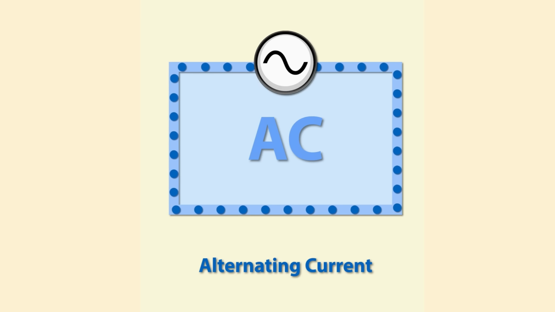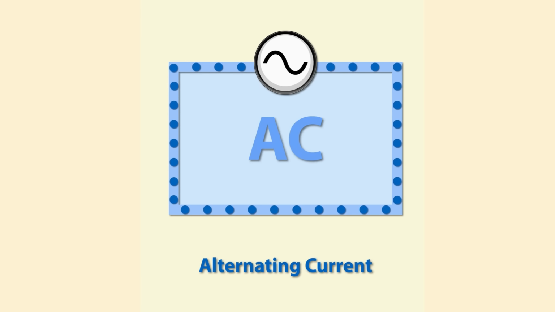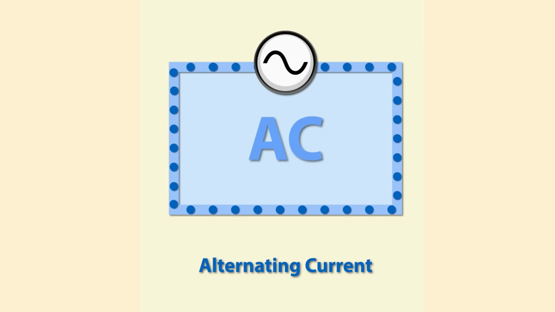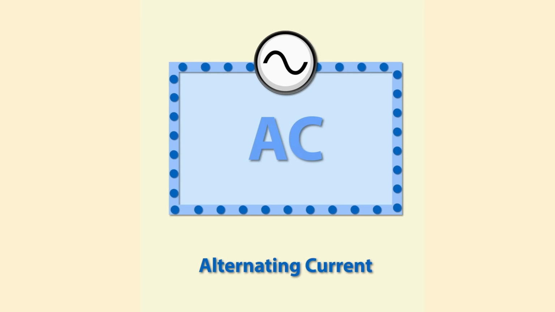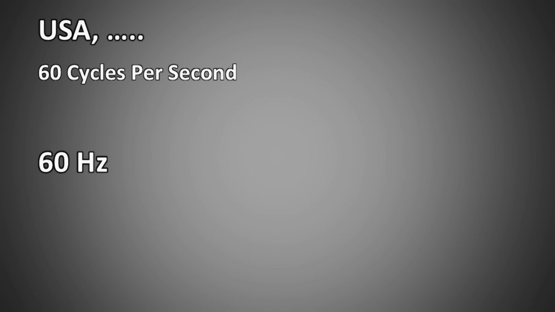The second type of electricity is alternating current, or AC. In AC, the direction of current keeps changing many times every second. For example, in many countries, including India and the UK, the direction of AC current changes 50 times in 1 second. So the supply is called 50 Hertz. In some other countries, like the United States, it changes 60 times per second, so their supply is 60 Hz.